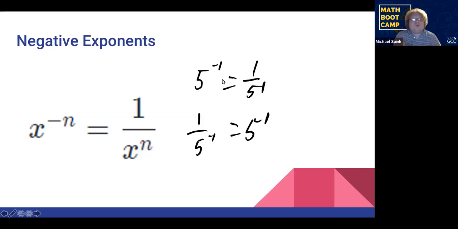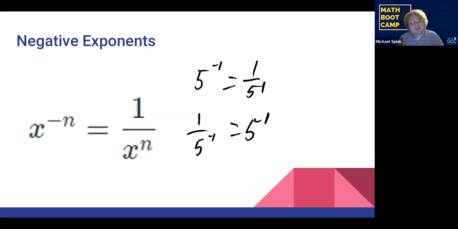What you'll see here on the right is when we have 5 to the negative 1, that's in the top. So it's going to end up in the bottom, 1 over 5 to the positive 1. In this case, notice how I'm writing the 1 there because the exponent is going to stay the same number, but just change its sign. For example, if we had 5 to the negative 2, instead of being 1 over 5 to the positive 1, it'll now be 1 over 5 to the positive 2. 5 squared is 25, or 1/25.